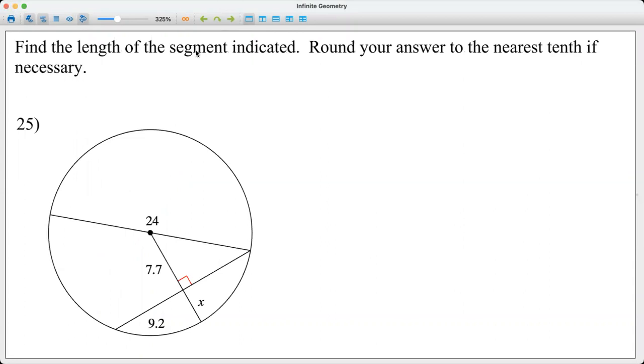All right, so new type of question. Let's see, what do they want us to do here? Find the length of the indicated segment. All right, so these come in two flavors.